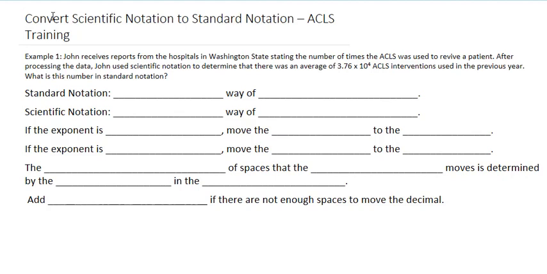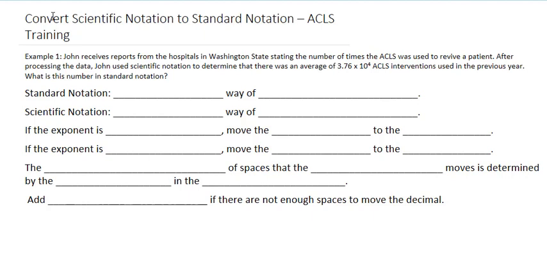Convert scientific notation to standard notation. John receives reports from the hospitals in Washington State stating the number of times the ACLS was used to revive a patient. After processing the data, John used scientific notation to determine that there was an average of 3.76 times 10 to the fourth ACLS interventions used in the previous year. What is this number in standard notation?